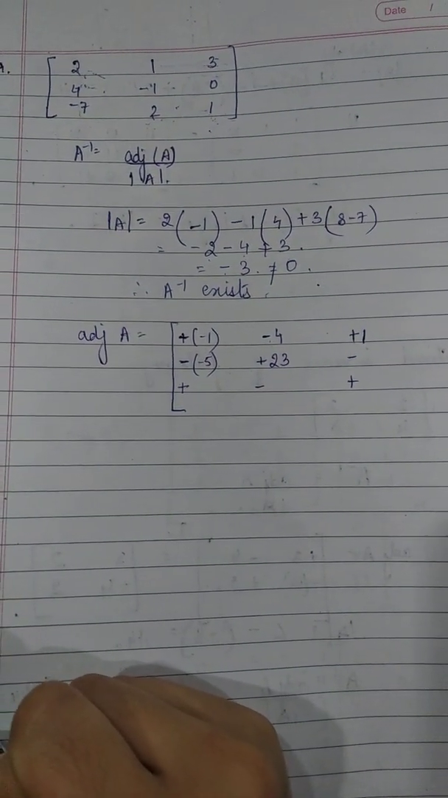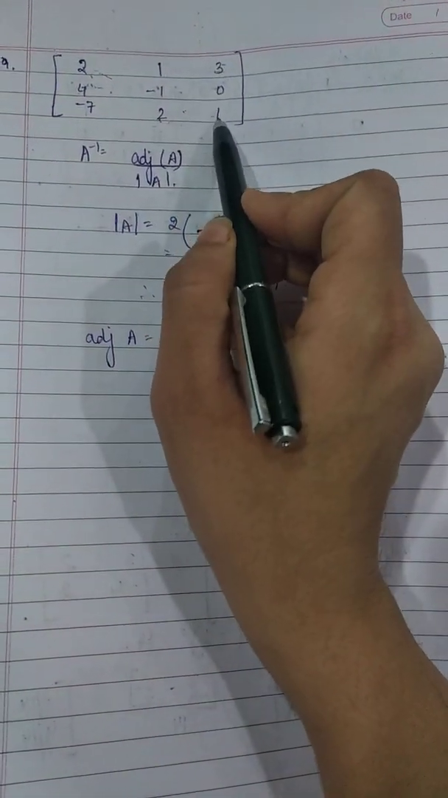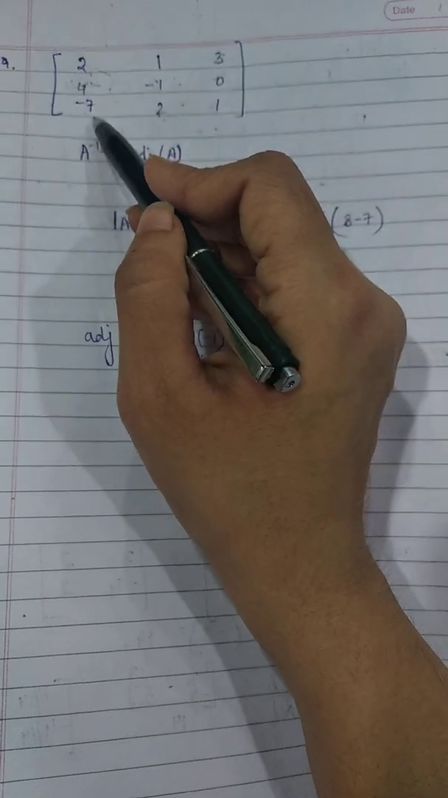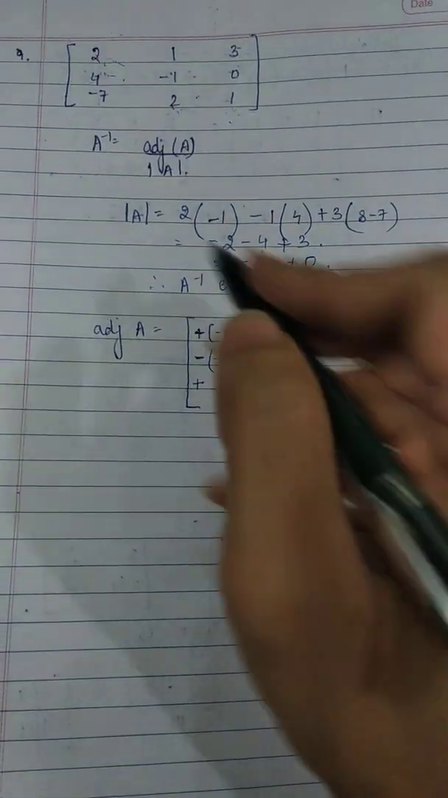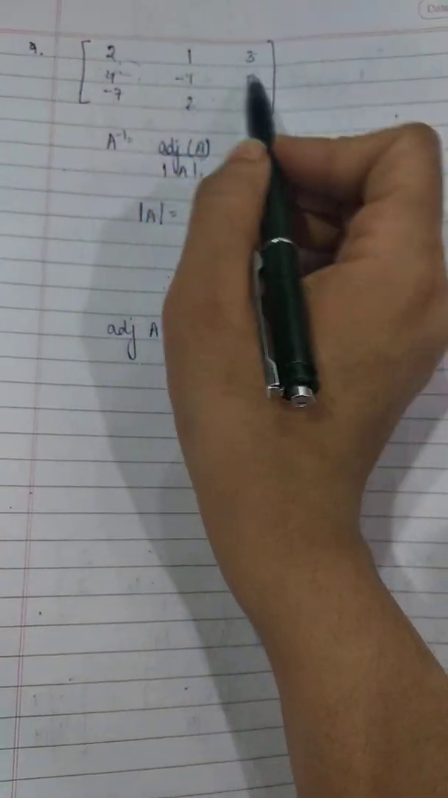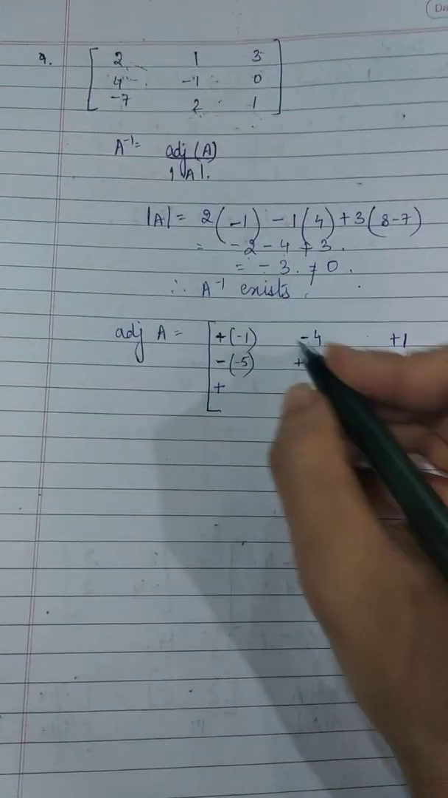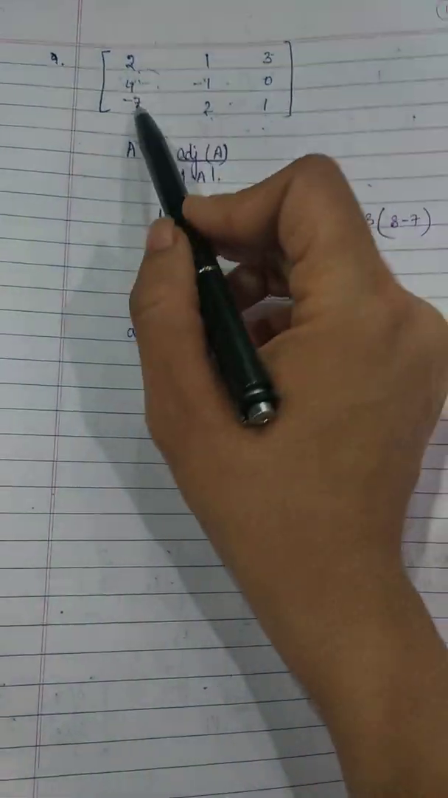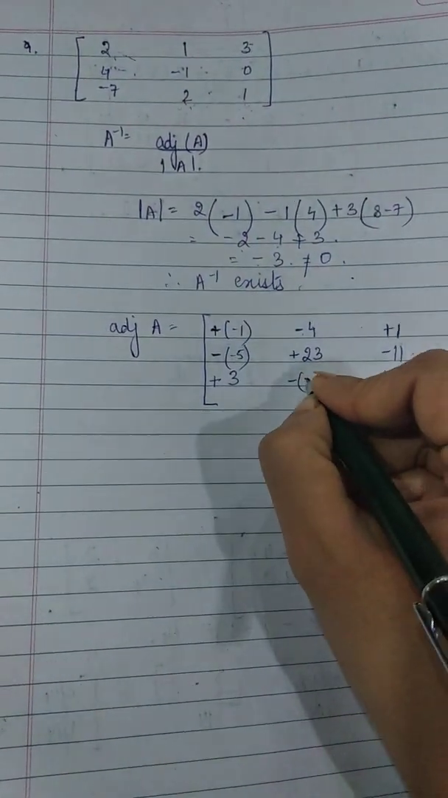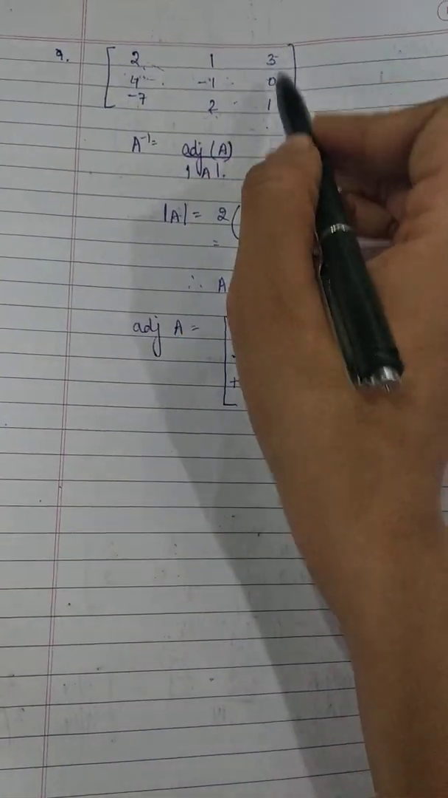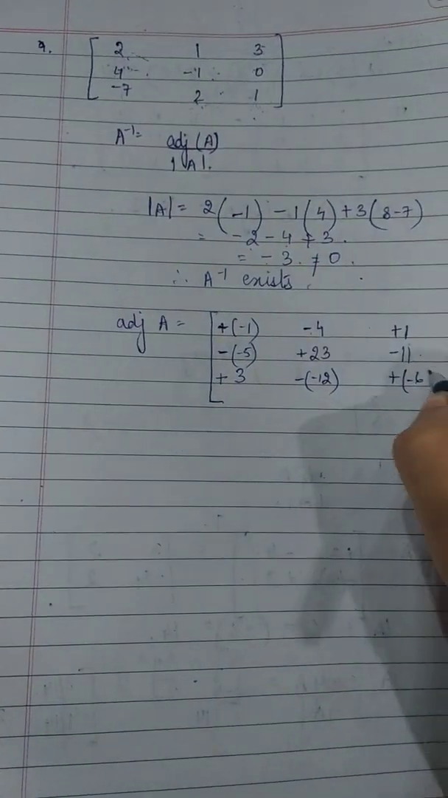Okay. Next we have for this particular element 0. 4 minus 7. So 4 plus 7 is 11. Likewise, for this, we have 0 minus 3. 3. For this particular element, 0 minus 12. Minus 12. And for this element, it will be minus 2, minus 4, minus 6.